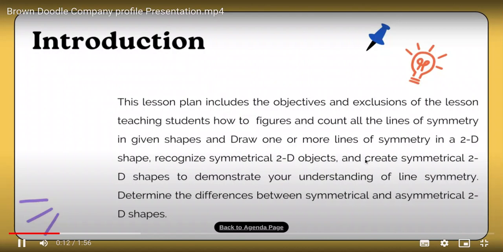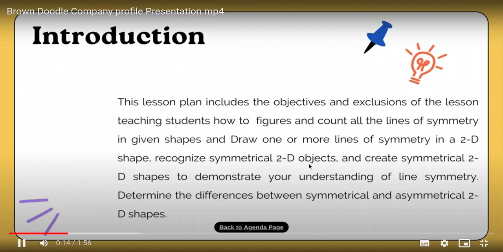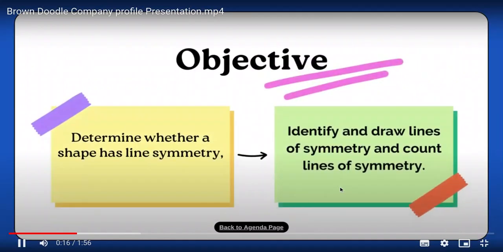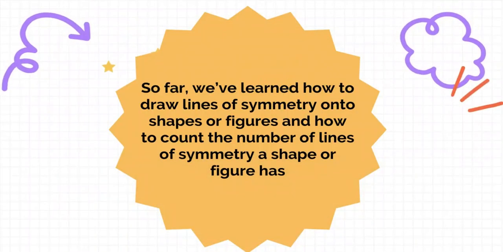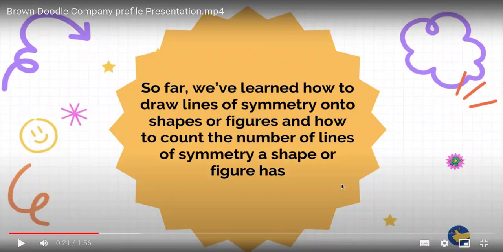My next slide includes my objectives. According to the Saskatchewan syllabus, I chose two or three objectives: determine whether a shape has line symmetry, then identify and draw lines of symmetry, and count lines of symmetry. So far, we have learned how to draw lines of symmetry onto shapes or figures and how to count the number of lines of symmetry a shape or figure has.